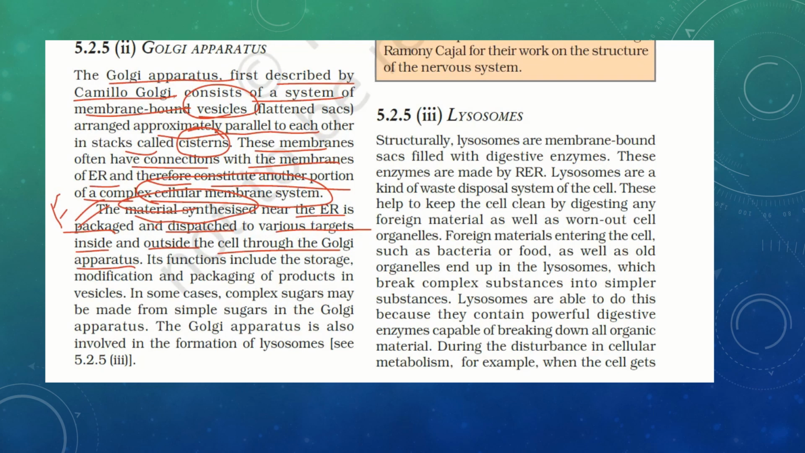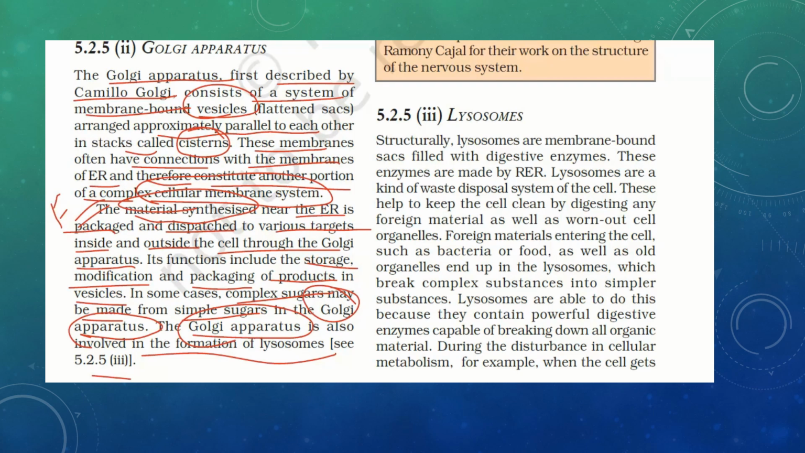Its functions also include what? It includes storage, modification, and packaging of the products in vesicles, right? In some cases, complex sugars may be made from simple sugars in the Golgi apparatus. And the Golgi apparatus is also involved in the formation of lysosomes. So complex sugars may also be made from the simple sugars present in the Golgi apparatus.